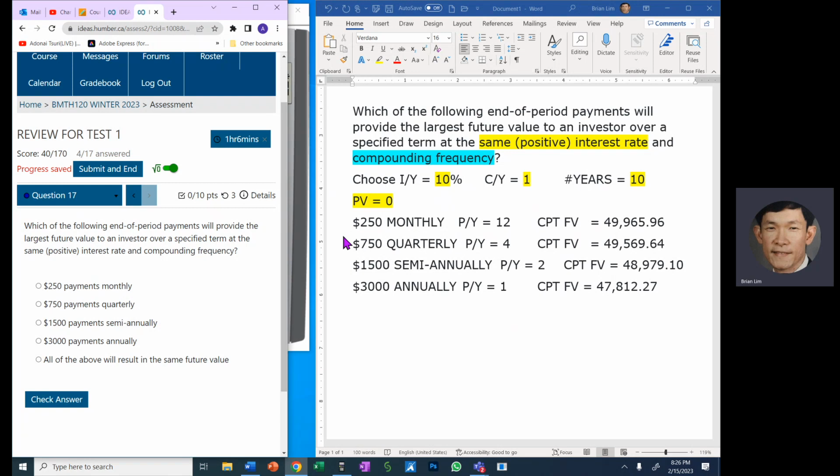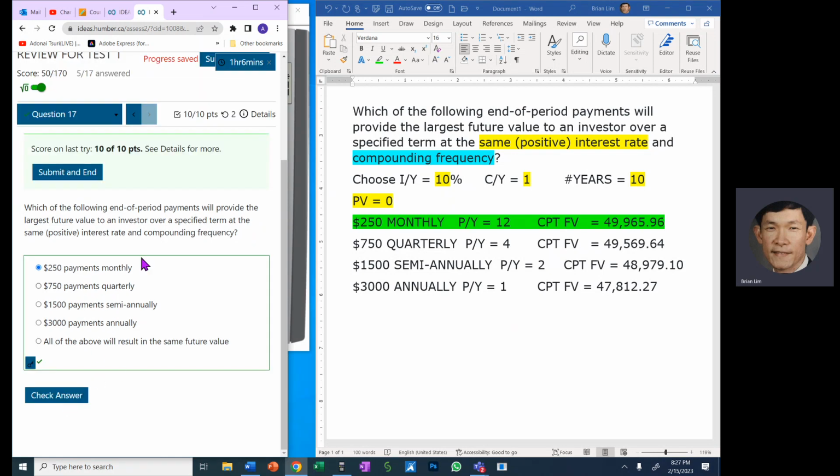So which return is best? Well, it seems as though this one is the winner, because it has the largest amount, $49,965.96. Right? So the answer should be $250 payment monthly, and we check the answer, and our answer is correct. Green border, green check mark, and 10 out of 10.